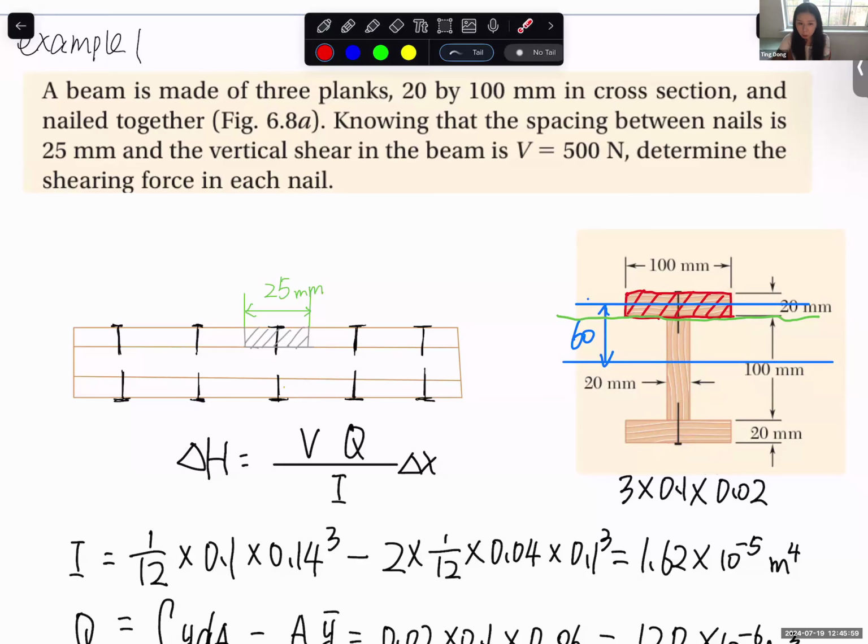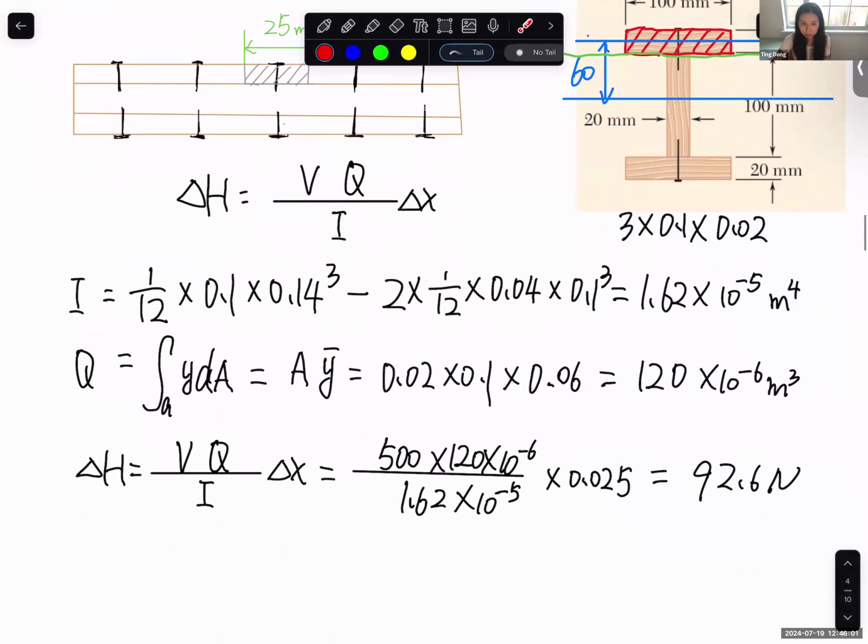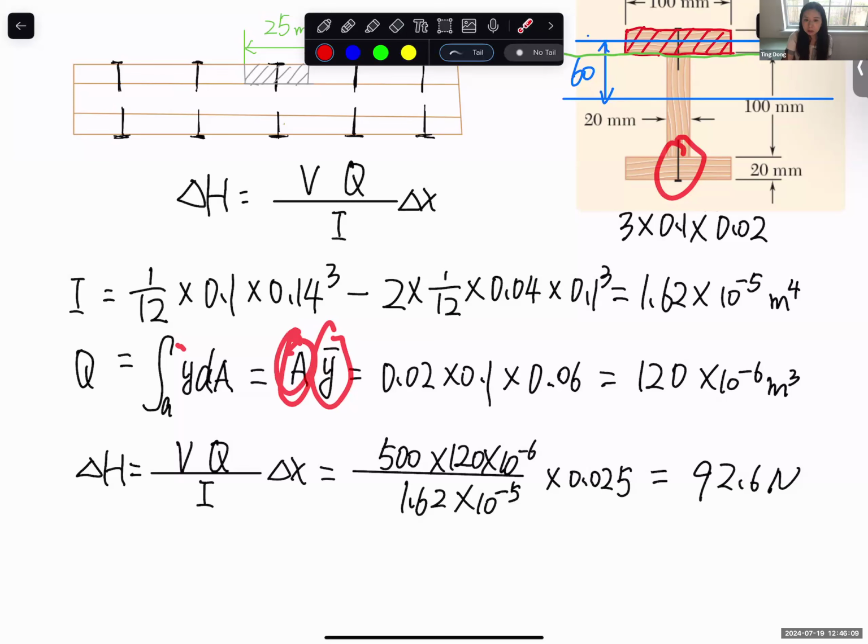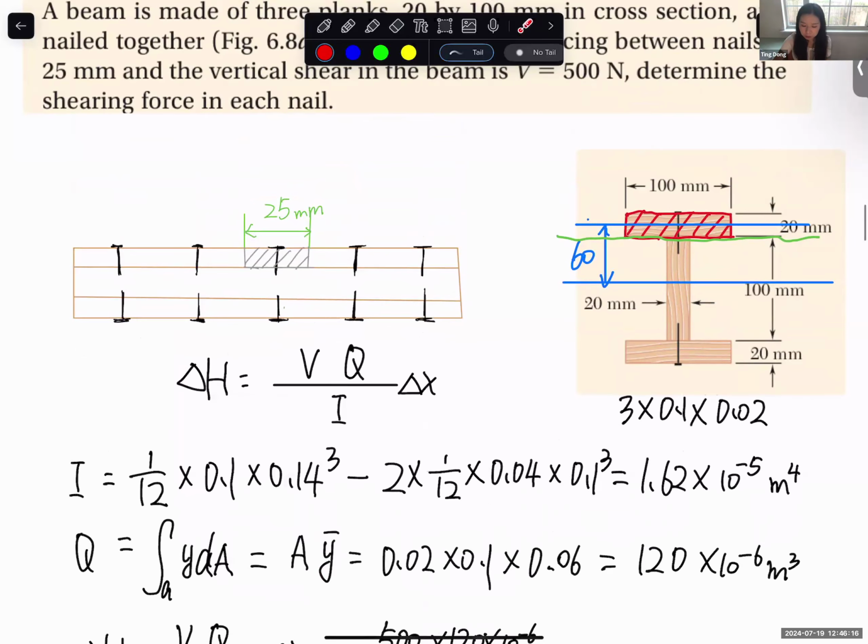And also, based on our equation, A times Y bar, no matter whether there's a nail at the bottom or not, A is the same and Y bar is the same. That's why they don't affect each other. I can have a structure where the whole bottom part is one piece without this nail, or compare with the original problem. It does not affect what is happening here. Make sense?